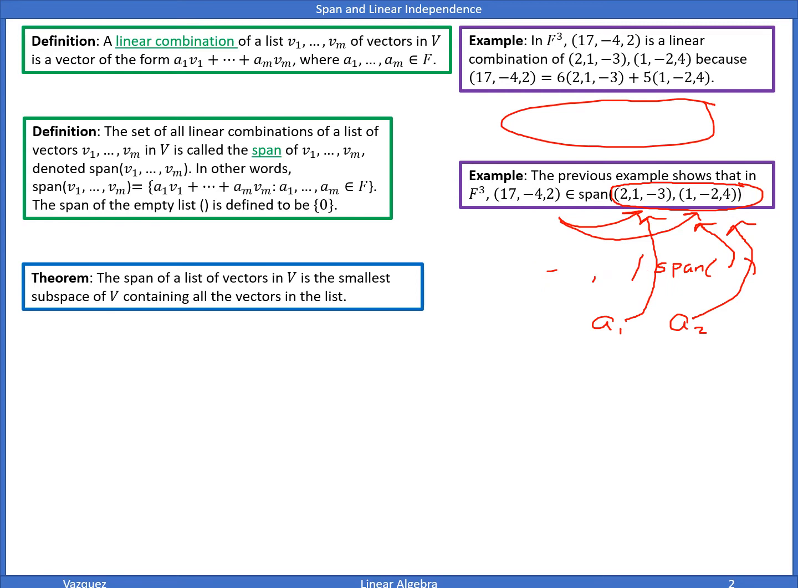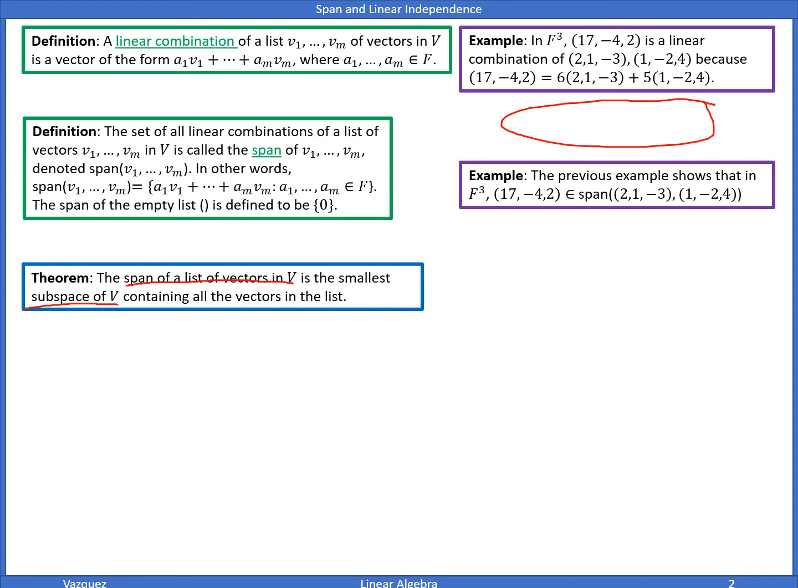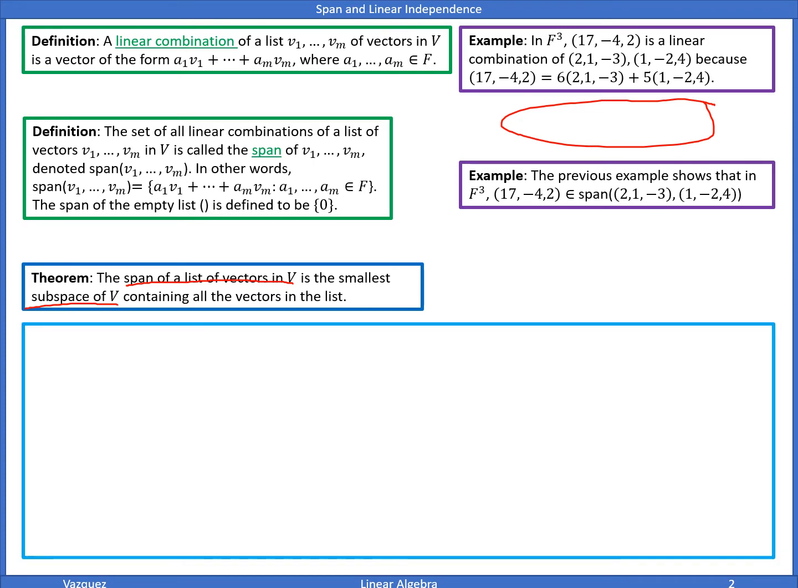So with that said, we can move on to our theorem. The theorem says the span of a list of vectors in V is the smallest subspace of V containing all the vectors in the list. So we're essentially going to prove here that the span of the list of vectors in V is indeed a subspace of V. Right, so we begin our proof by supposing that V1 to Vm is a list of vectors in V.